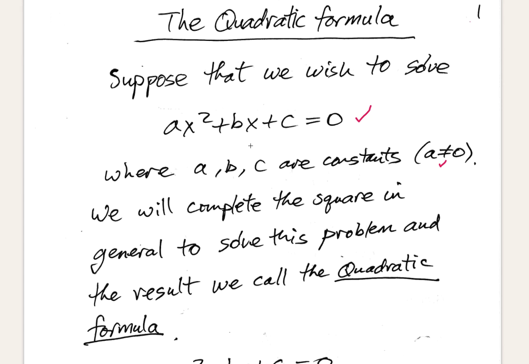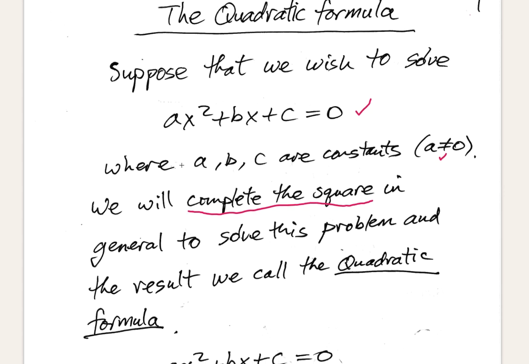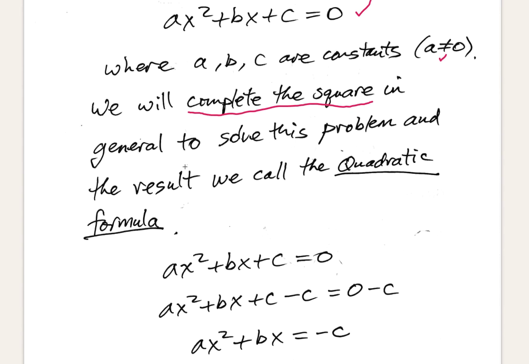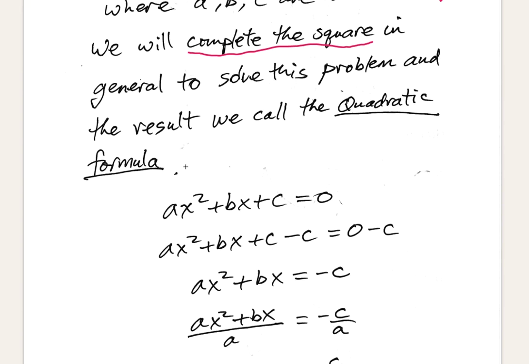Now, last time we talked about completing the square, so what we're going to do is actually complete the square in complete generality to solve this problem, and the result will be what we call the quadratic formula. Okay, so let's go ahead and write our equation again. So we've got ax squared plus bx plus c equals 0.